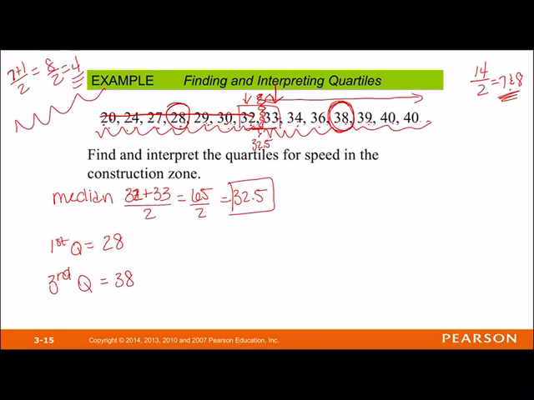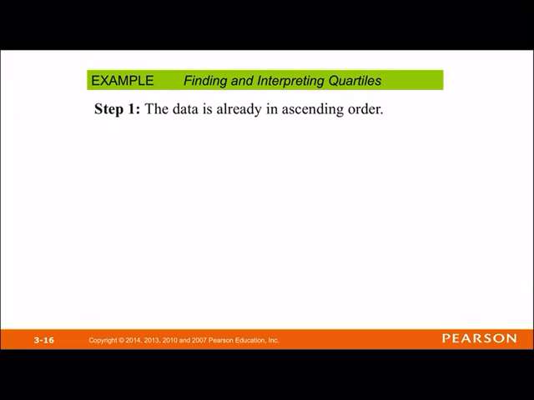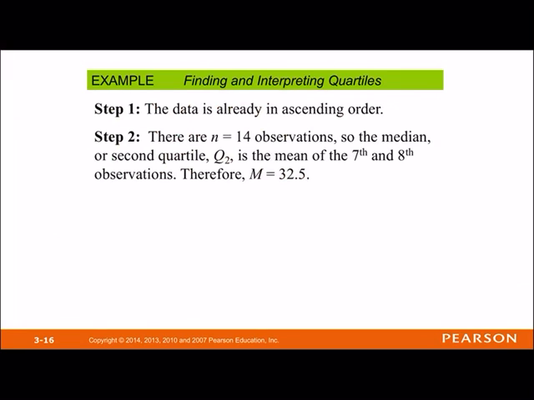Okay, and on the next slide, I'm going to give you the interpretation of what those are, because it also said to find and interpret. All we did so far is find. So now let's talk about what those interpretations mean. Again, the data was already in ascending order. There were 14 observations, so the median, or the second quartile, is the mean of the 7th and the 8th score. Therefore, the median was 32.5.